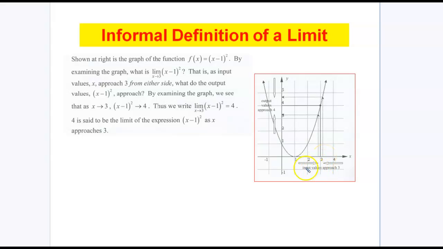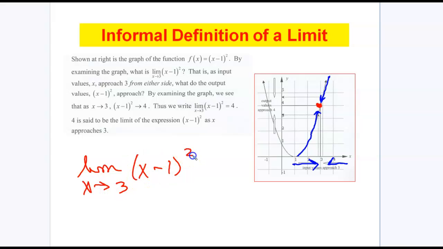Well, if we examine the graph, as I approach 3 from this side, my graph is approaching the value of 4 from below 4. And as I approach 3 from this side, my graph is also coming down towards the value of 4. So it appears that the limit as x approaches 3 of the function (x - 1) squared is equal to 4.